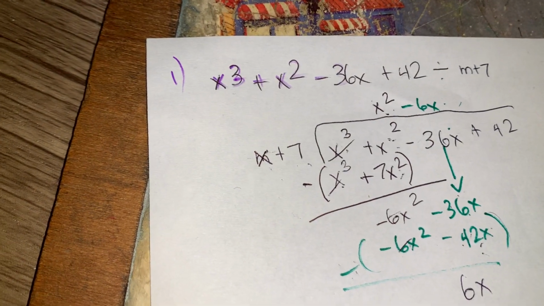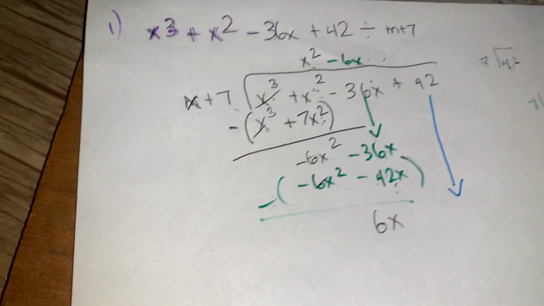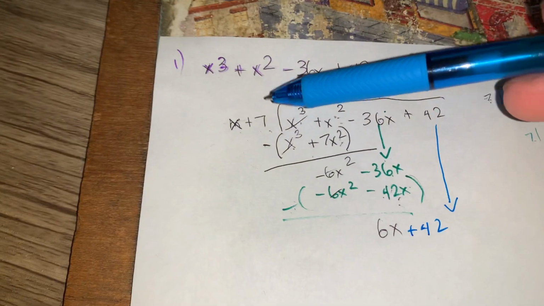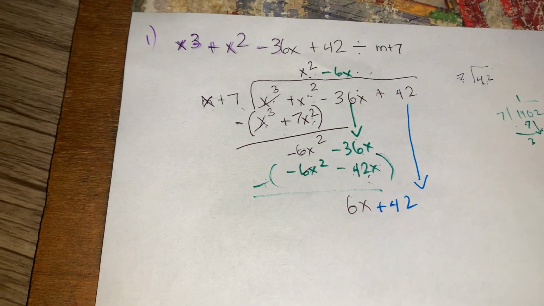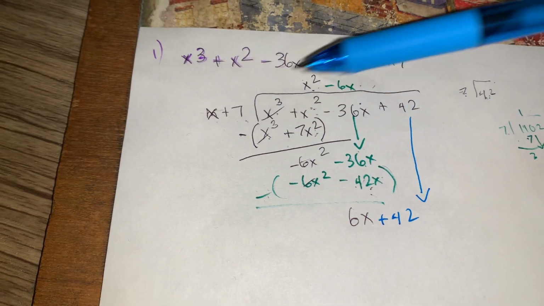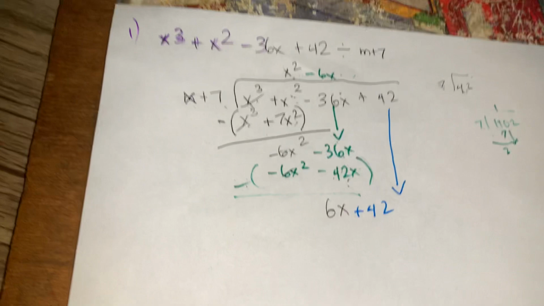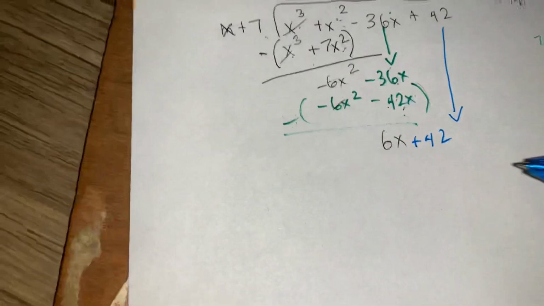Now we have one more number remaining, 42. So we'll bring 42 down right here. So it's going to be 6x plus 42. Now, what number times x plus 7 will go into 6x plus 42? Well, 6 times x will give you 6x, and 6 times 7 will give you 42. So let's try 6. We're going to write plus 6 at the top, since it's plus.